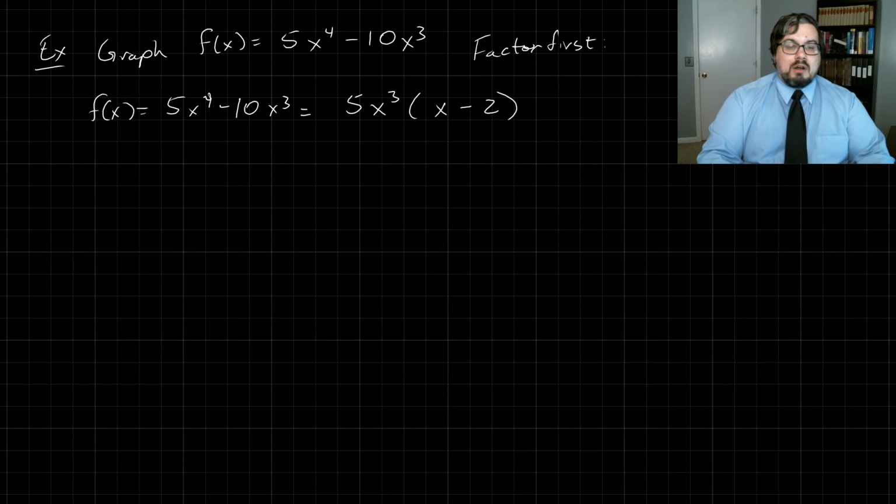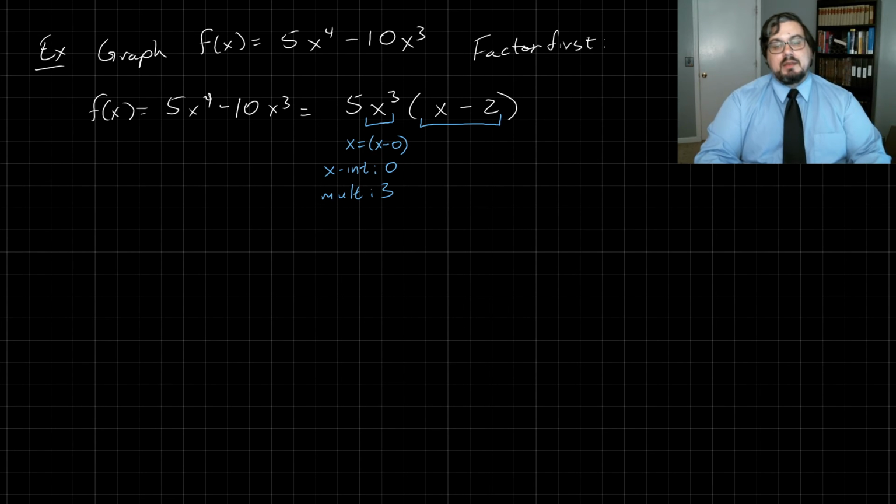Now in this case, there are two factors that are going to give us x-intercepts. The variable x by itself is a perfectly good factor. Now x equals x minus 0. So this factor right here, x cubed, is going to give us an x-intercept at 0 with multiplicity 3. The factor x minus 2 is going to give us an x-intercept of 2 with multiplicity 1, because there's an invisible 1 sitting on this factor here.